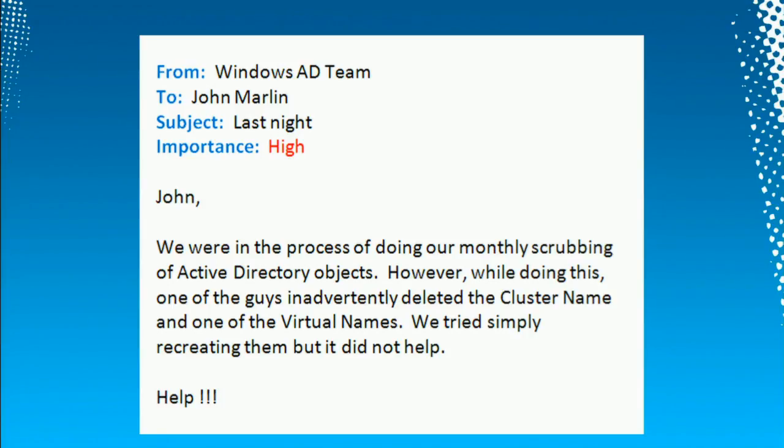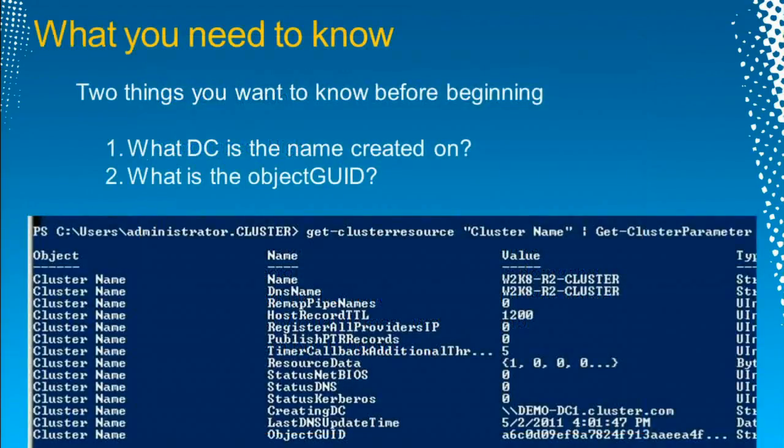Okay? So, a couple of things that are good to know first: if you get the properties of the resource, two things you want to look at. What's the DC? What's the object GUID? Whenever we create the object, we note where we created it, what DC. Anytime we're bringing it online, we're going to that DC first. If we don't find it there, then we'll start searching the other DCs.